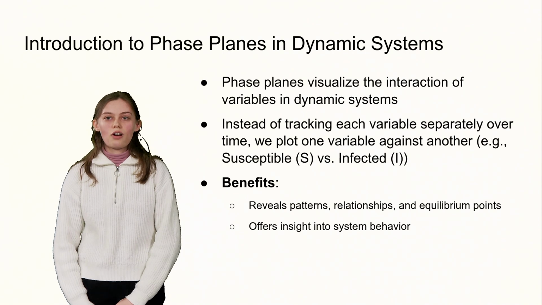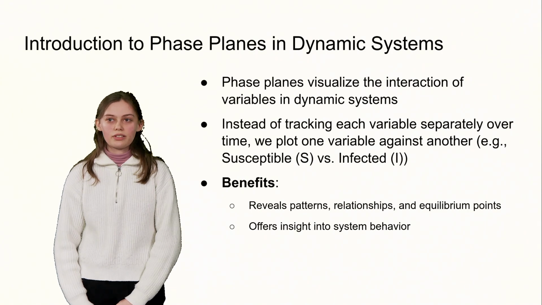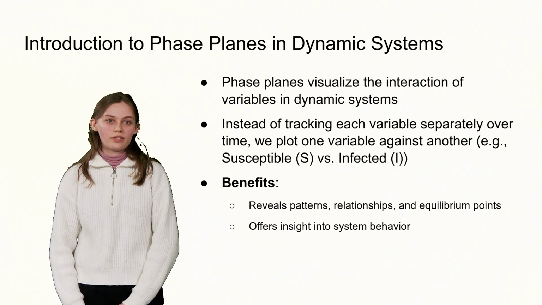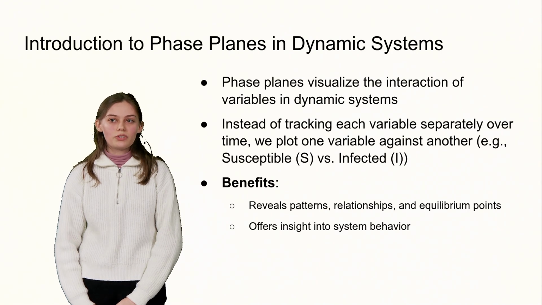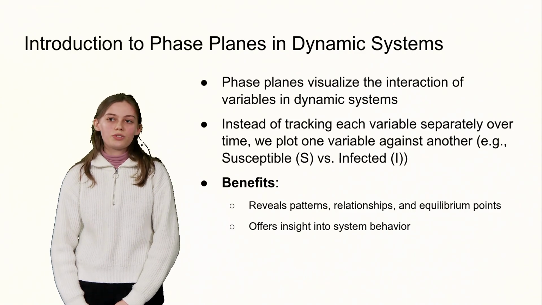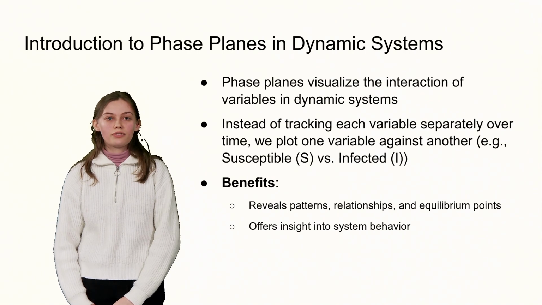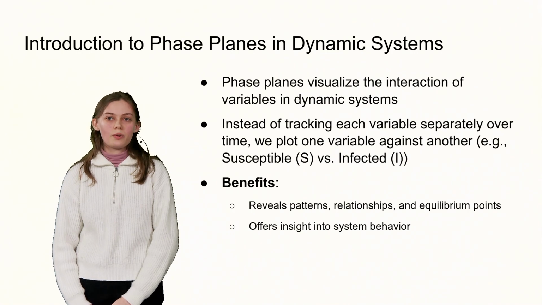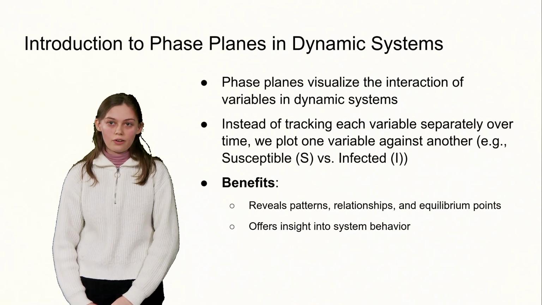Phase planes are a visual tool to be able to see the interaction of variables within dynamic systems. And we do this because instead of tracking each variable separately over time, as we have been doing, we actually want to see the relationships between two variables. In the case of the SIR model, we usually look at the relationship between susceptible individuals and infected individuals. Some of the benefits of using phase planes is that they can reveal both patterns and relationships within the data and specific points called equilibrium points that are important to the system. In addition, it can offer insights into the behavior of the system.